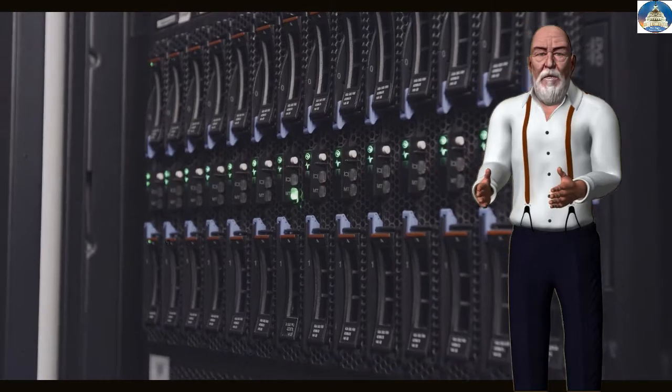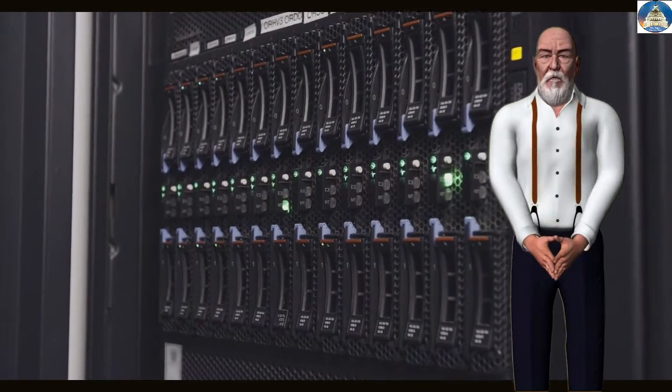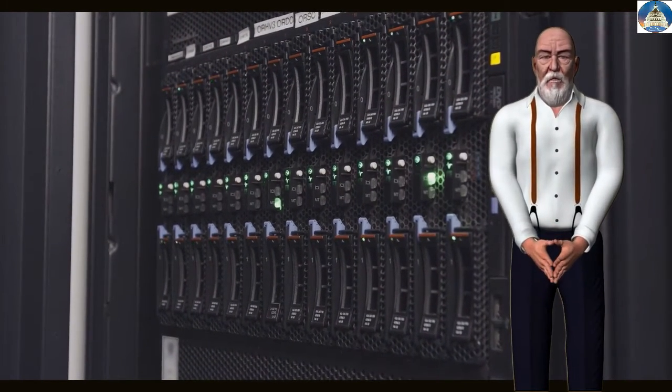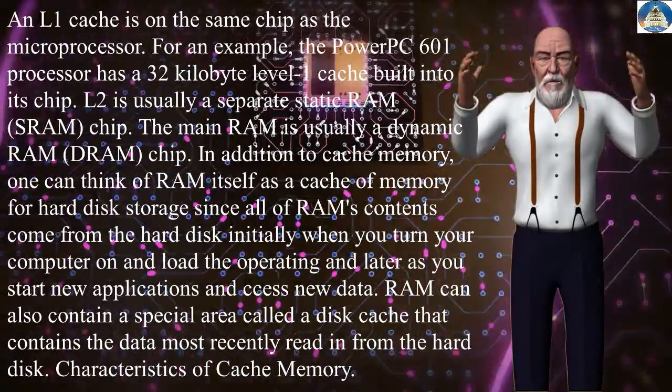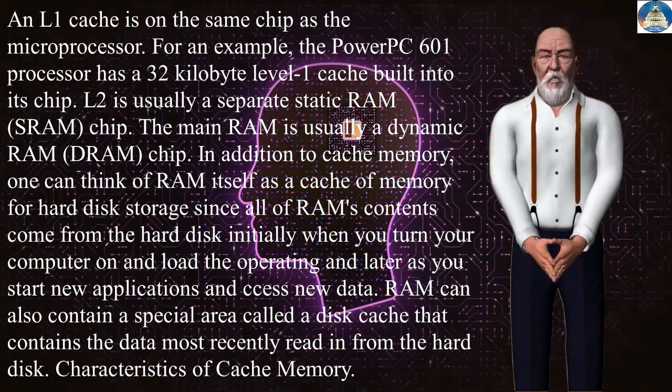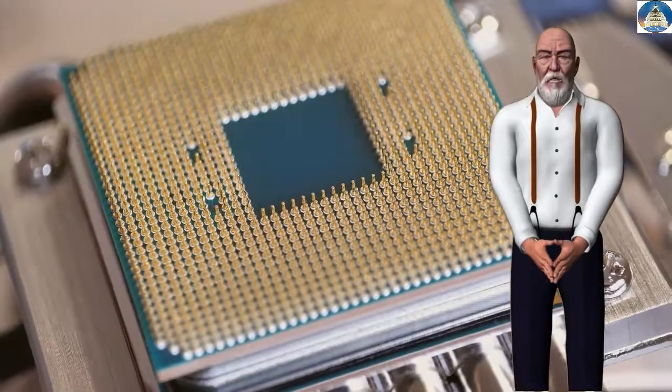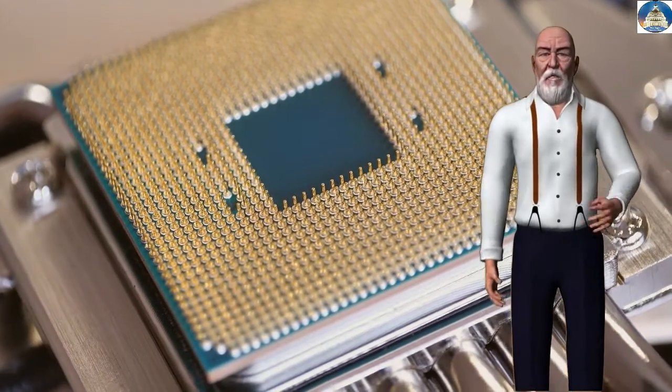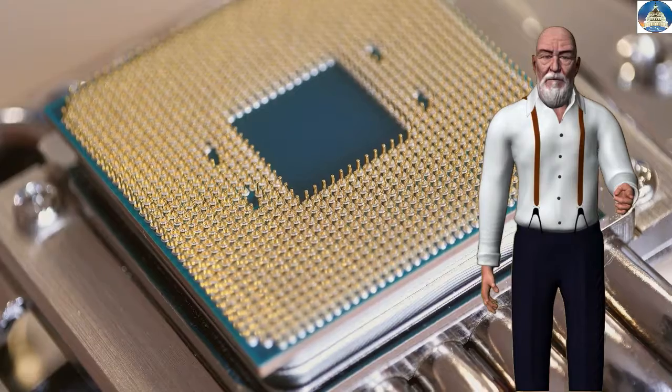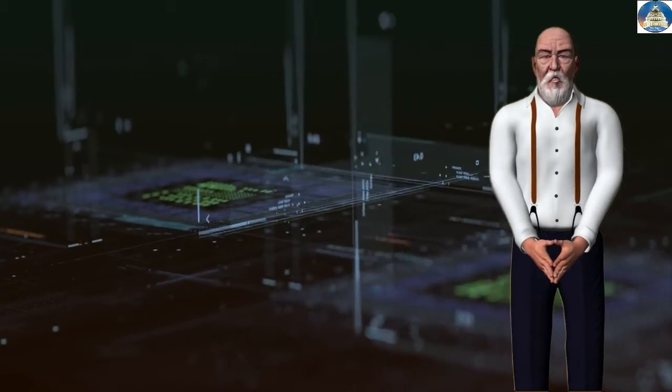In addition to the cache memory, one can think of RAM itself as a cache of memory for hard disk storage, since all of RAM's contents come from the hard disk initially when you turn your computer on and load the operating system, and later as you start new applications and access new data. RAM can also contain a special area called a disk cache that contains the data most recently read in from the hard disk.